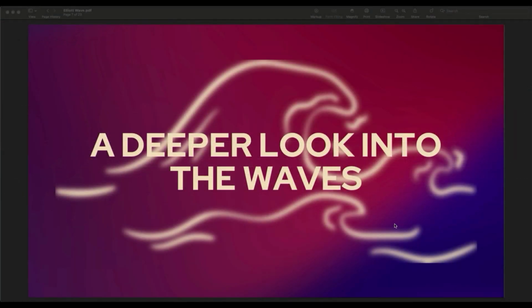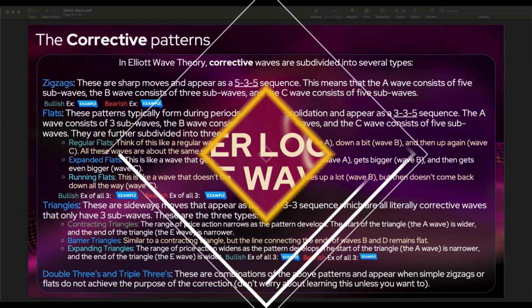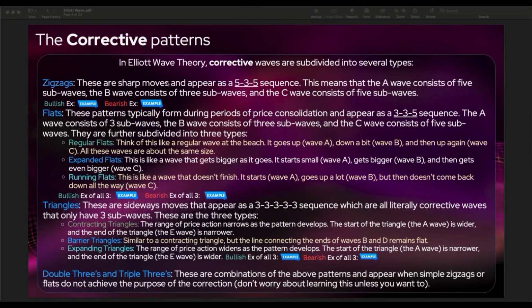Alright, so for this one, we are going to talk about corrective waves themselves. So without wasting more time, let's begin. Okay, so the corrective patterns. In Elliott Wave theory, corrective waves are subdivided into several types.